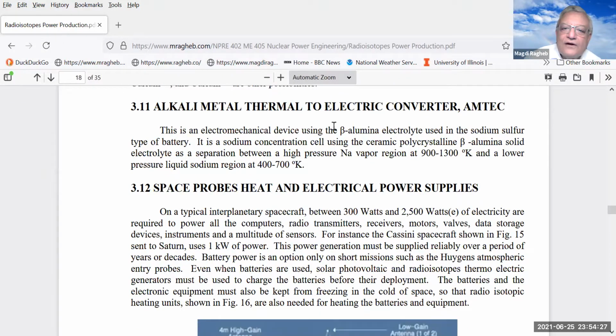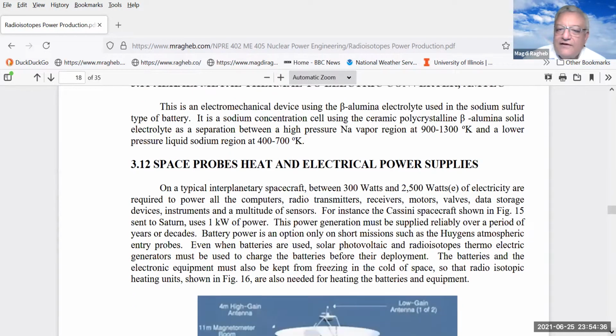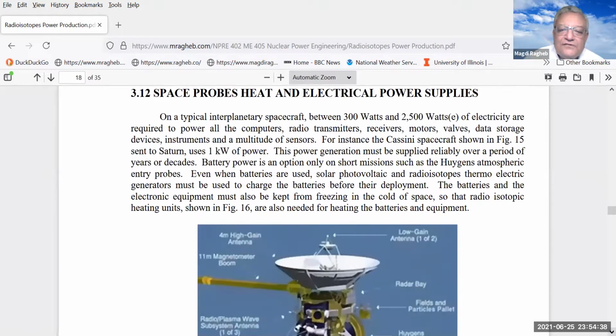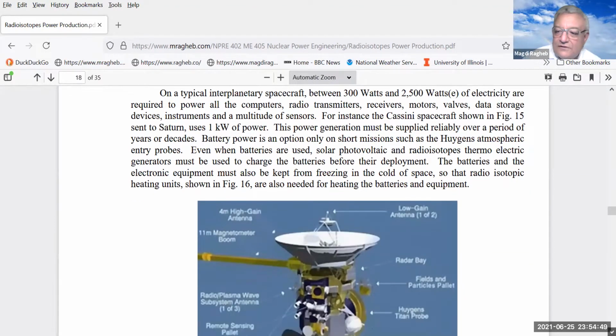Some people came up with the idea of what's called the alkali metal thermoelectric conversion, AMTEC. If you see the acronym AMTEC, that's what it is. So it's left to the imaginations of engineers how to use radioactive isotopes to produce power, particularly for space applications in general. So this is not pie in the sky.